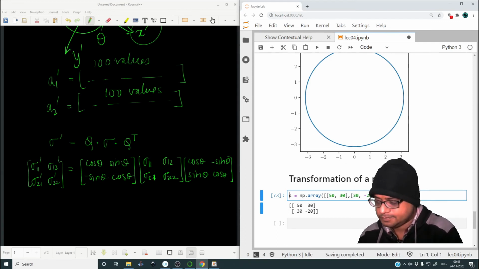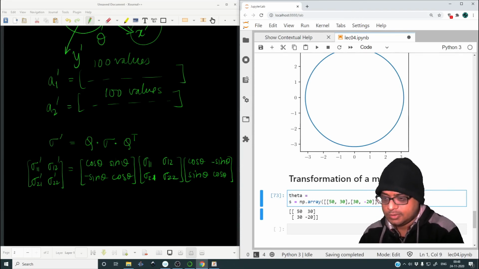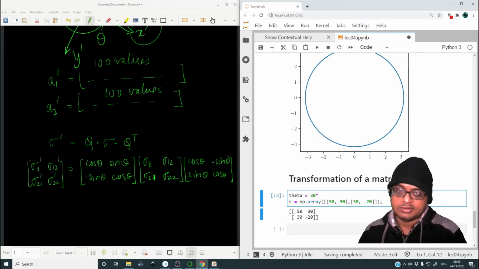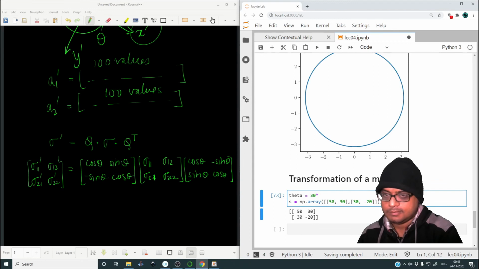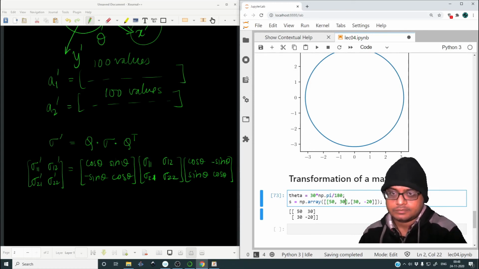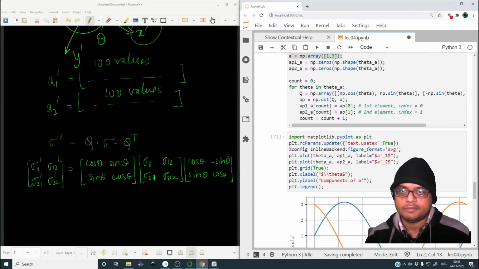Let me define what theta will be. So theta will be, say, some rotation by 30 degrees. So the coordinate system rotates by an angle 30. So 30 times pi upon 180. So the Q, the transformation matrix, will be np dot array. In fact, let me copy it from above.